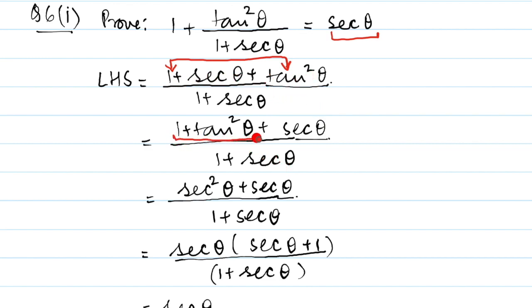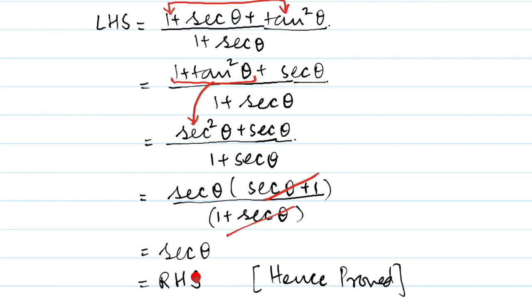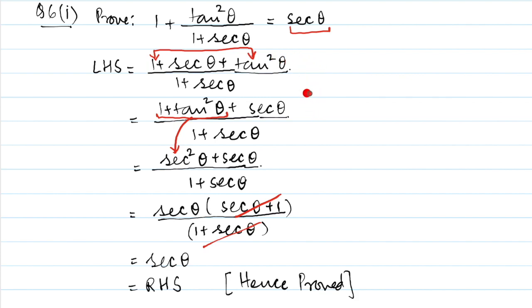So I group these together, and then in this place I'll write sec square theta. Everything else remains the same. In these two, sec theta is common. Into bracket we'll get sec theta plus 1, and denominator is 1 plus sec theta. They are the same brackets, we cancel. And we get sec theta, which is RHS, and we say hence proved. Now for this, your LCM and getting this connection is 1 mark. Taking out sec theta common and getting the answer to the RHS, that is a 1 mark.